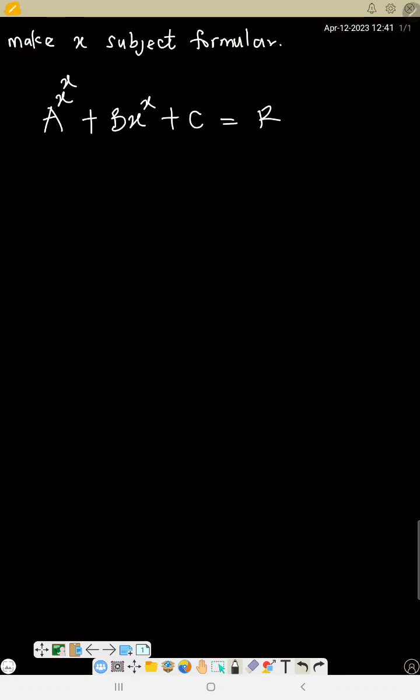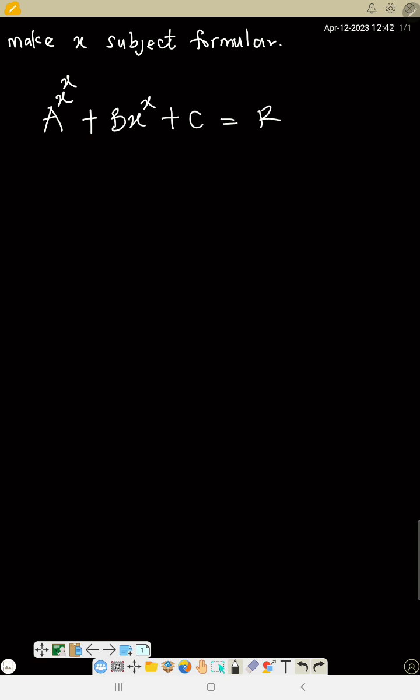So yeah, make x the subject of the formula. Yeah, so that is a raised to power x, raised to power x, plus b x raised to power x, plus c is equal to r. So how can we make x the subject of the formula?